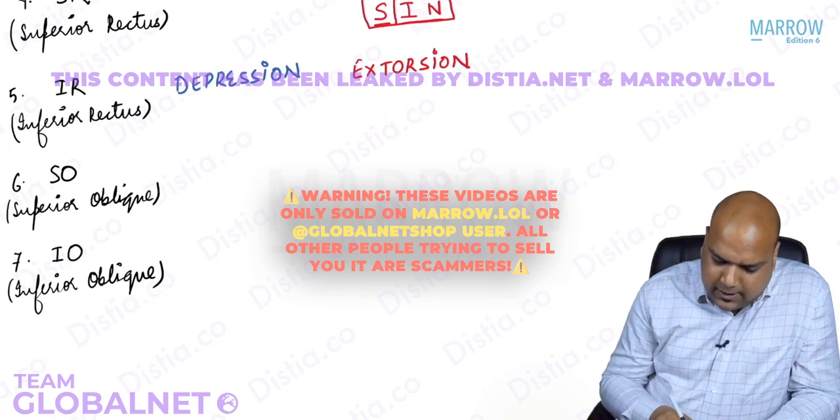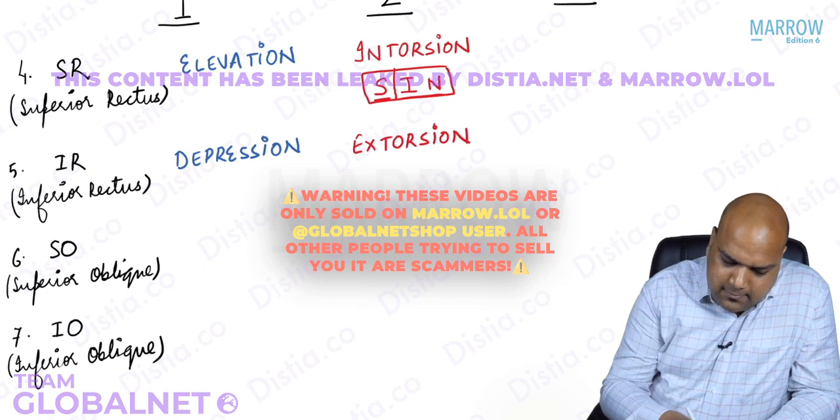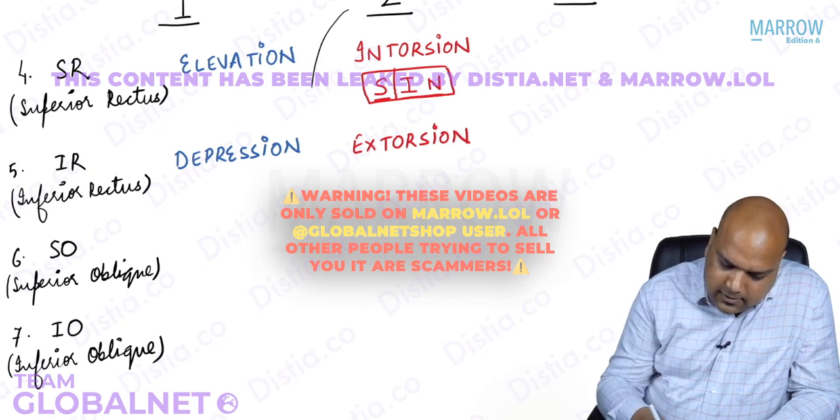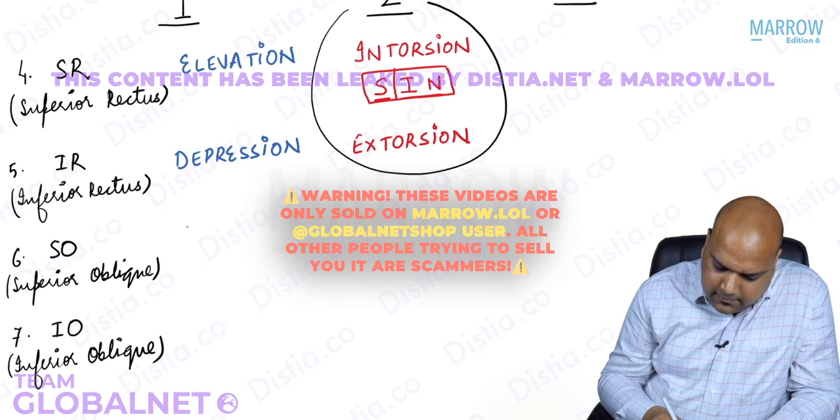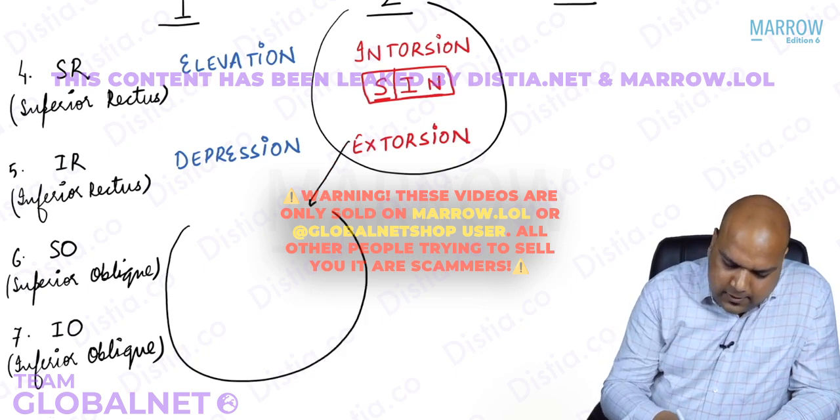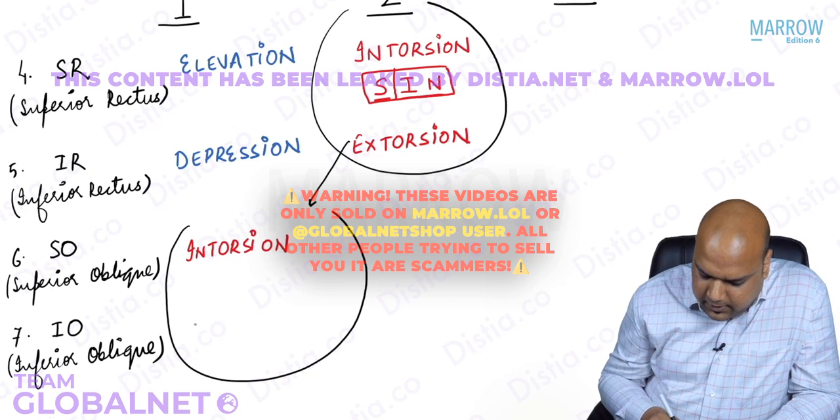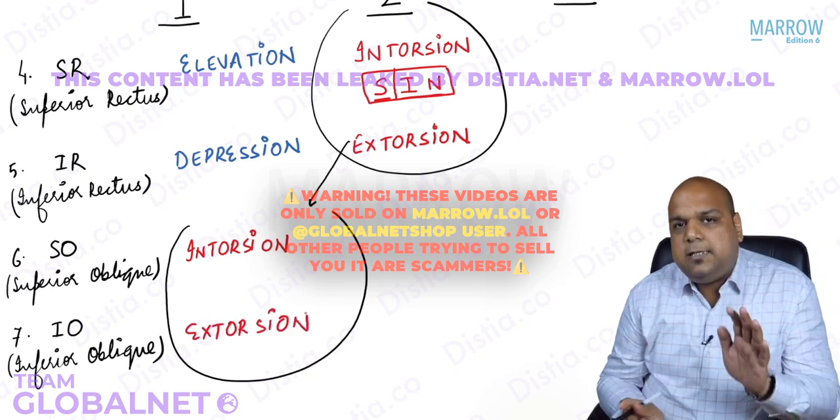Now, let's deal with tertiary action for now. What are the primary actions of the obliques, everybody? It is very easy to remember. I simply say the secondary actions of the rectus become the primary actions of the obliques. So, what am I trying to say? I am trying to say that superior oblique primary action is intorsion. Inferior oblique primary action is extorsion. I hope pretty easy to remember, everybody.